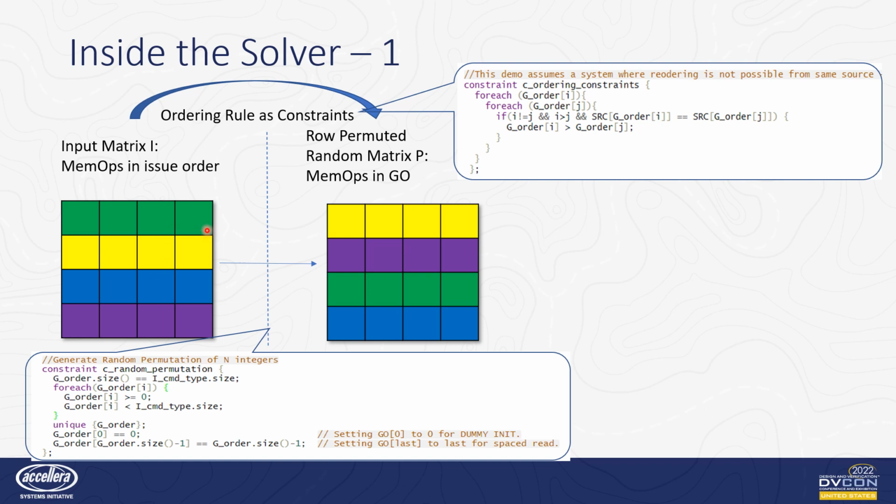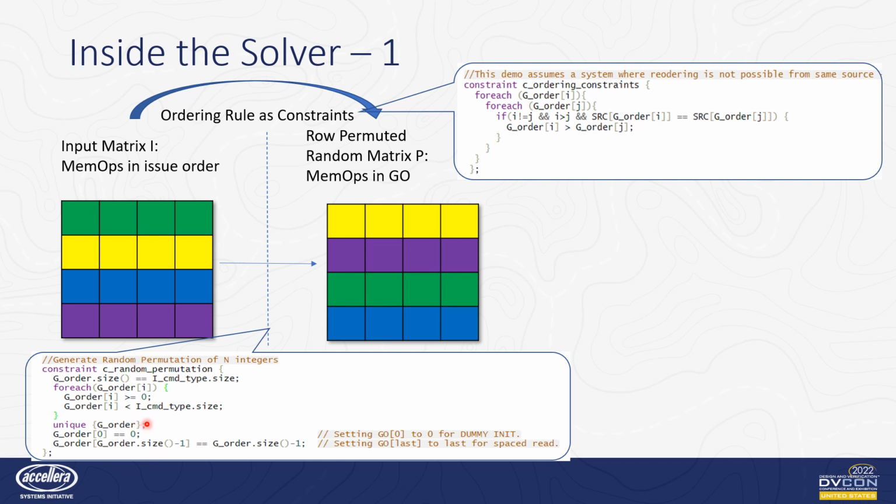Let me now try to explain at a high level how the solver would determine whether there exists a global order subject to all the ordering rules or not. To do that, the solver will take an input matrix I, where each row of this matrix is a memop, and the rows are in issue order. And then it generates a unique permutation of n integers called gorder using the code here.